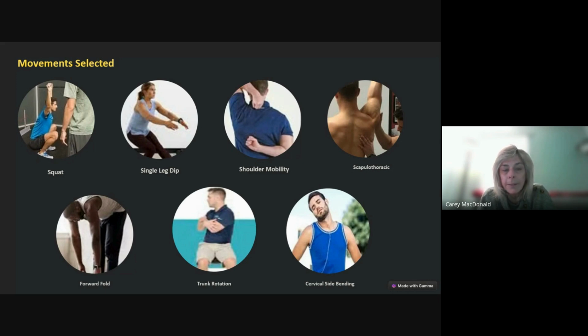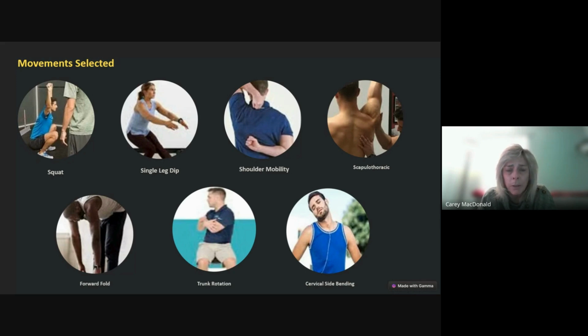We did a single leg dip. That was mostly for strength, so lower body strength, but also balance, because we know that balance plays a big part in people getting injured as far as slips, trips, and falls. Being able to know where your body is in space and being able to stay on your feet is going to help reduce the risk of injury. So we thought that was an important one.